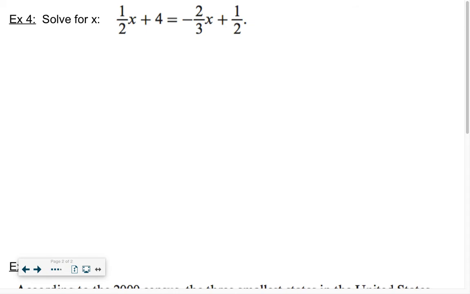So we came up with the last one to be negative 2. And the last one: 1/2 x plus 4 is equal to negative 2/3 x plus 1/2. Saxon Book loves to throw fractions at you because that is a concept that we continue to struggle with.